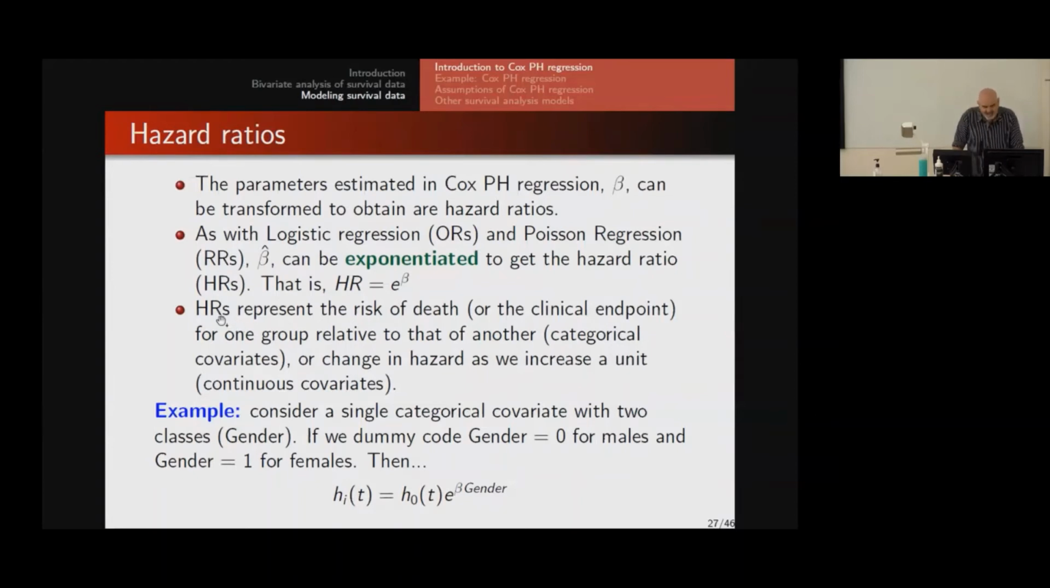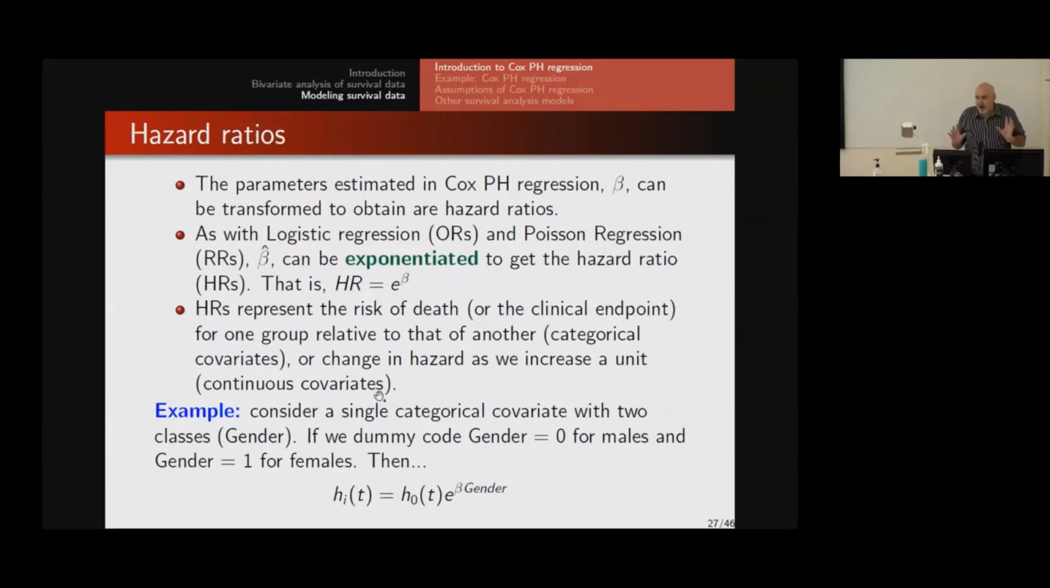So what are hazard ratios? They represent the risk of the event, let's say death. So the risk of death for one group relative to the other, if we're talking about a categorical covariate, or the change in hazard as we increase a unit if we're talking about continuous covariates. And I will give you examples of both of these soon. So let's just consider a very simple example.